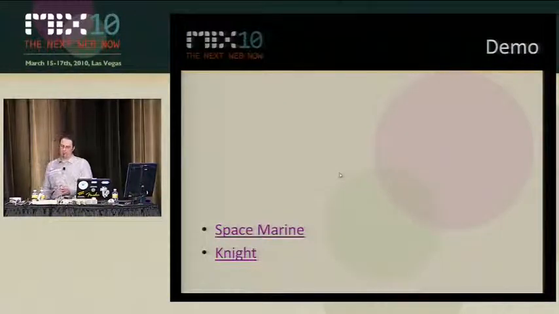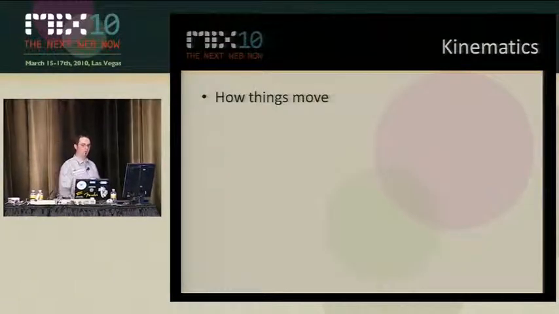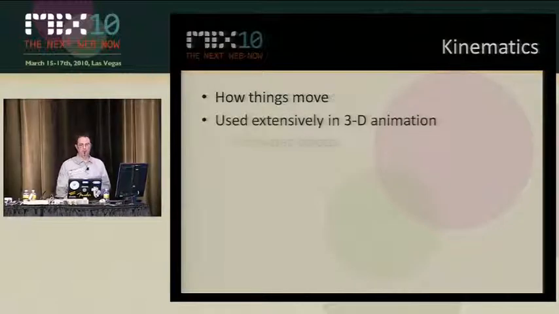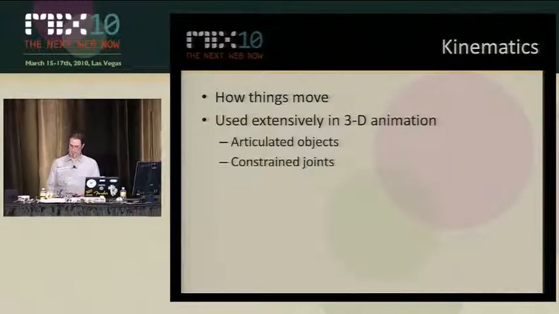So that wraps it up on the frame-based animation techniques. I'm going to close out the session today with a discussion about kinematics. Kinematics is about how things move. It's actually used pretty extensively in 3D animation for articulated objects or constrained joints. And there's a lot of really cool stuff you can do with kinematics on the procedural end.